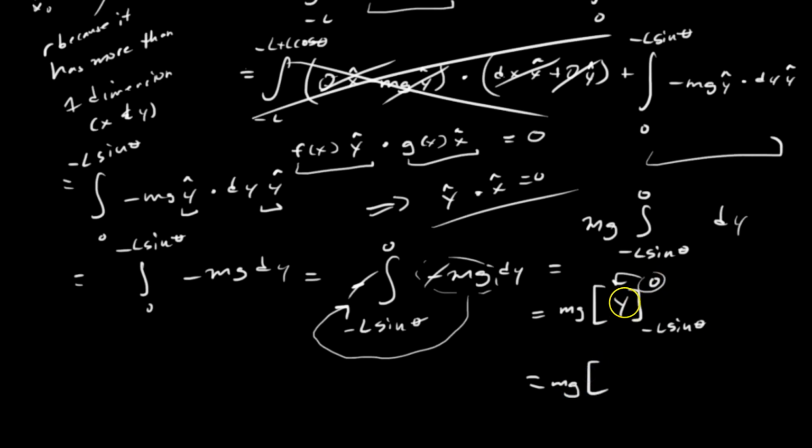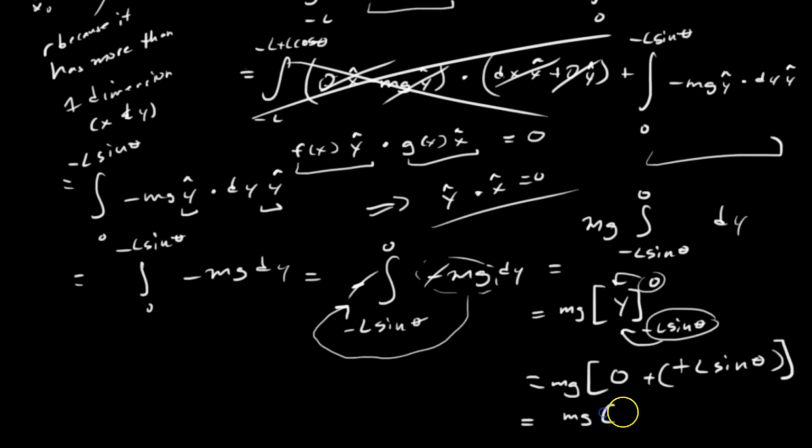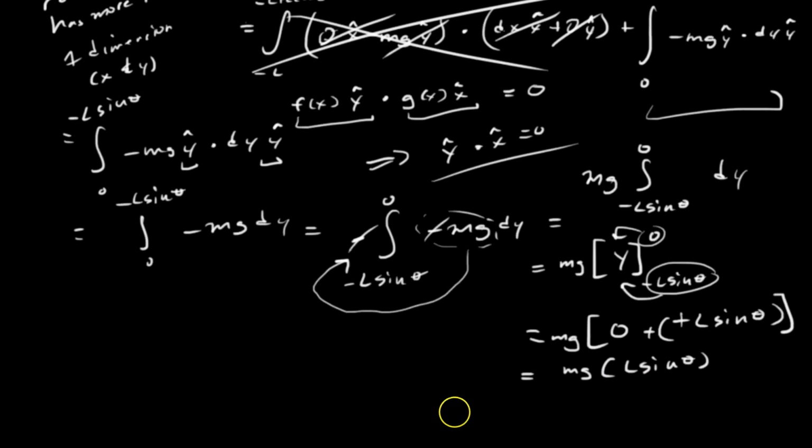So let's plug in 0 into y. So instead of y, we're going to have 0. And then we subtract this from when we plug in this into there. So instead of y, we're going to have negative L sine of theta. It's going to be mg times, this is positive, positive, L sine of theta. So in conclusion, the work done, the change in kinetic energy, is going to be L mg sine of theta.